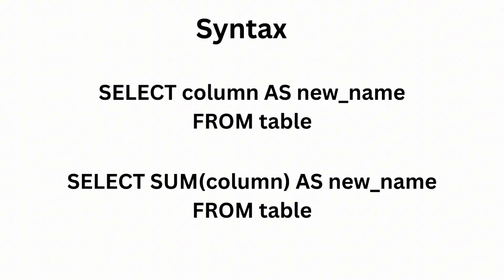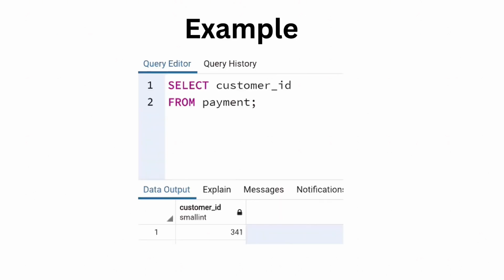This is actually quite simple. Instead of just selecting a column from a table, we say SELECT column AS, and then we decide on a new name to display in the data output. We can also use this on functions on a column. So we can say something like SELECT SUM of a column, and instead of displaying as sum of that column in the data output, have it display as new name.